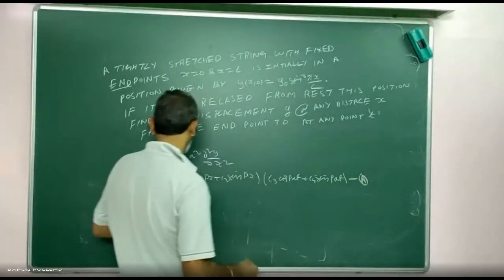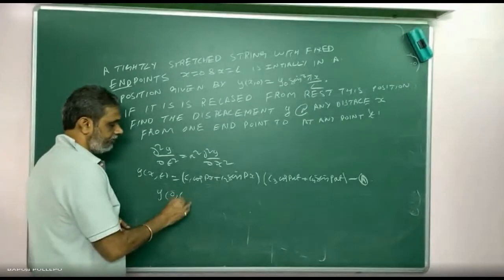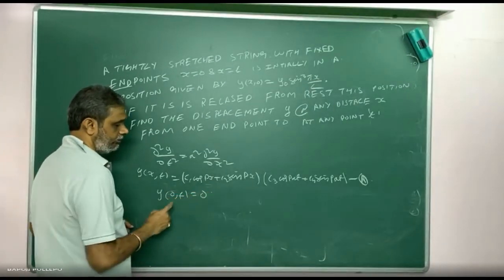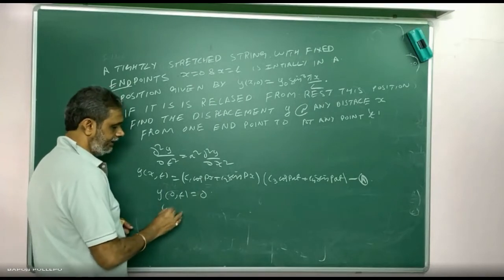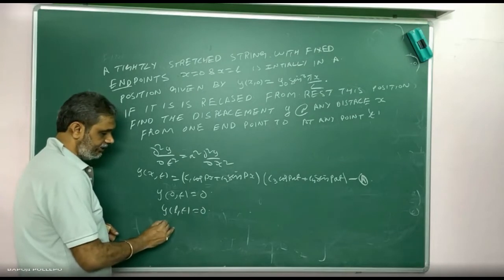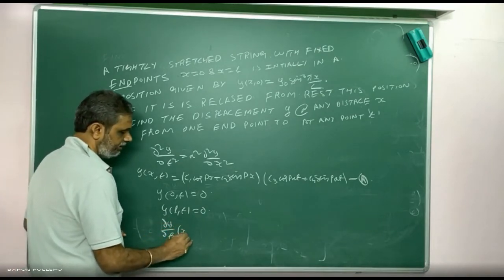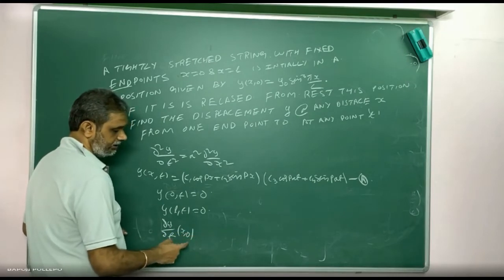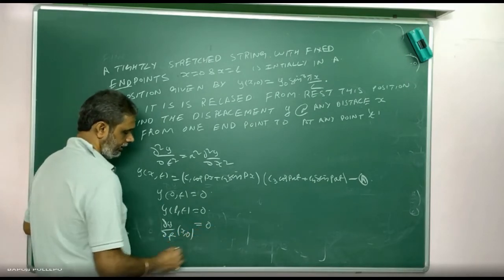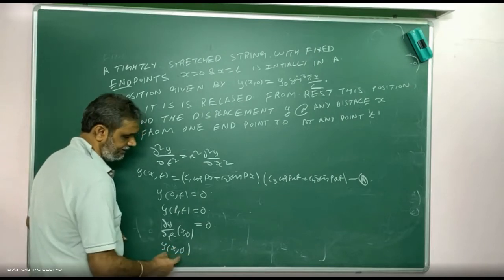Now the conditions are, by initial and boundary conditions: y of 0 comma t is equal to 0. At x is equal to 0, there is no displacement. At x is equal to L, there is no displacement. Initial velocity is 0: dou y by dou t at x comma 0 is equal to 0. Then the fourth is the initial displacement, at t is equal to 0.